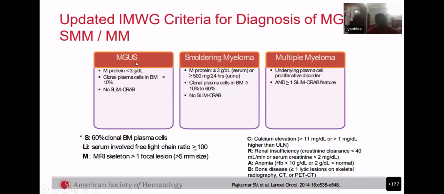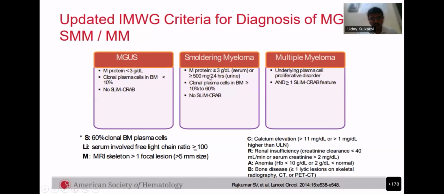So in monoclonal gammopathy of undetermined significance, M protein is less than 3 gram per deciliter, clonal plasma cells are less than 10%, and none of these features are present. Vis-a-vis this, in smoldering myeloma, you have M protein which is more than 3 gram per deciliter as compared to MGUS, whereas it is less than 3.